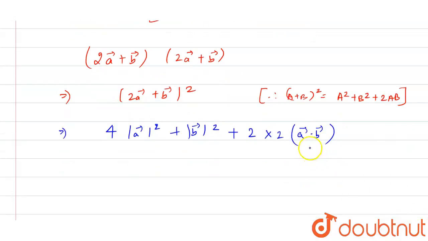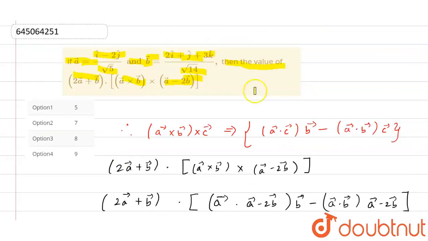We know that a vector dot b vector value is 0, so this term is 0. Similarly, the modulus of a vector whole square is equal to 1, so we get 4 multiplied by 1, plus the modulus of b vector value, which is also 1, so plus 1. So we get 4 plus 1, which is equal to 5. So our final answer is 5. Now we will see our options. Option A, that is 5, is correct.